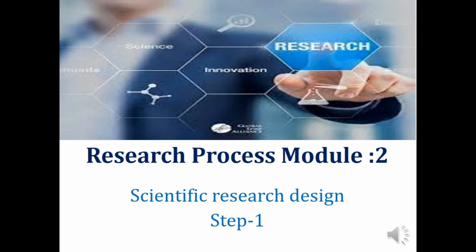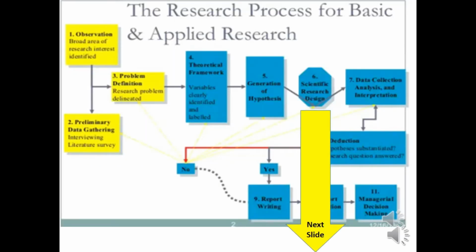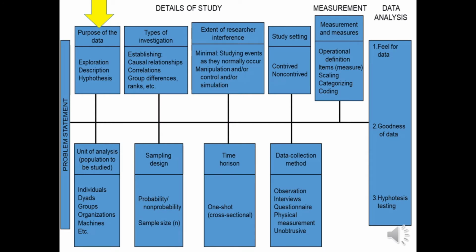Research process module 2. As you know, we have already started our orientations of research process module 2. Today we will discuss the scientific research design, step 1. Scientific research design is a 6-step process of the research process for basic and applied research. That one is the whole framework and process of scientific research design.